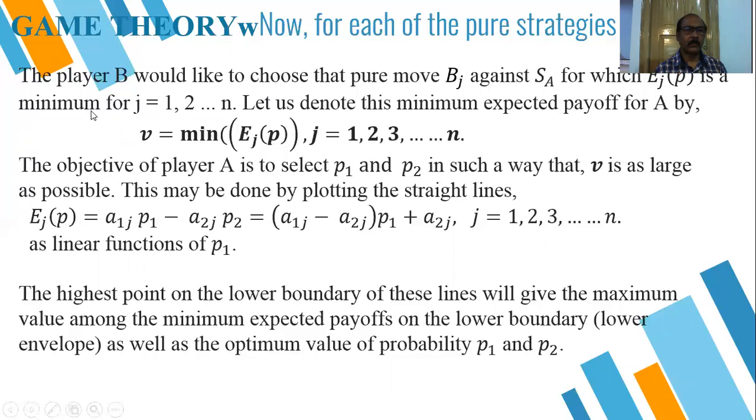The player B would like to choose that pure move Bj against SA for which Ej(P) is the minimum, because B tries to minimize its loss and A tries to maximize its gain. So in this case, Ej(P) should be minimum. So V is equal to the minimum of Ej(P), j equal to 1 to n.